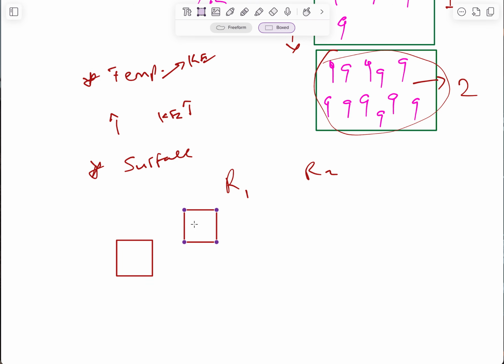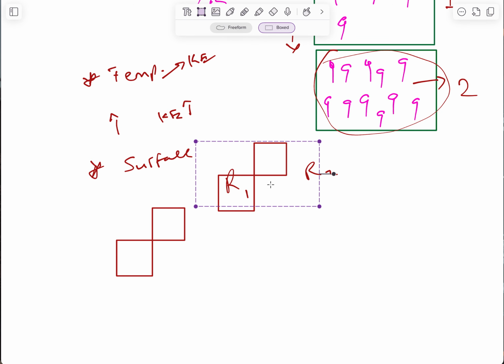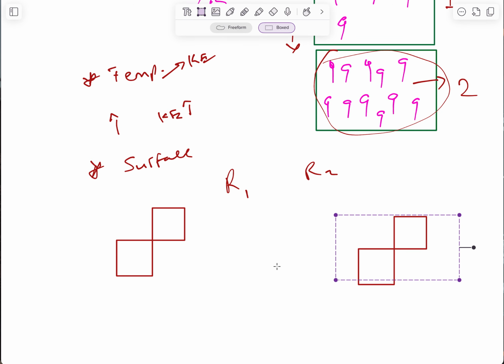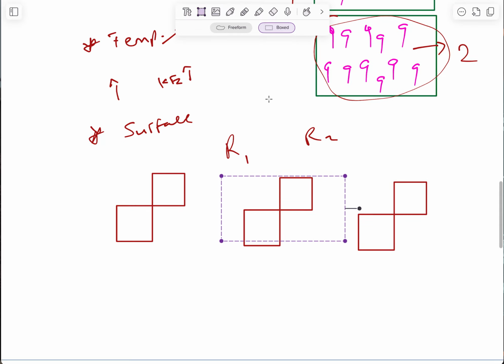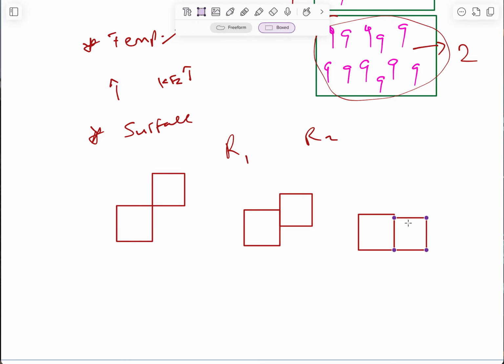So I want to show you something now. Look at this first instance. Let me put this here. I just want to have three of them like that. In this first case, look at the way they are arranged. In the second case, look at the way they are arranged. And in the third case, look at the way they are arranged.